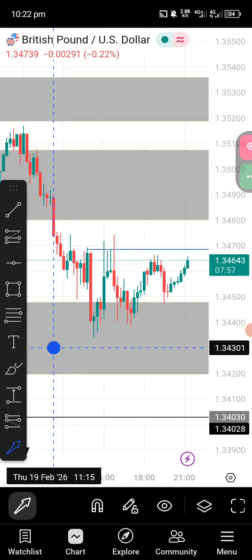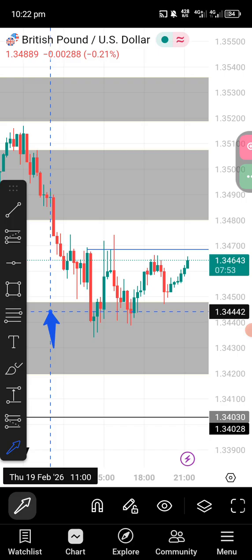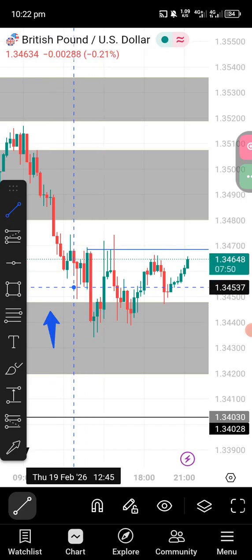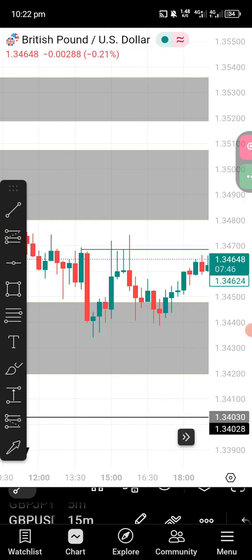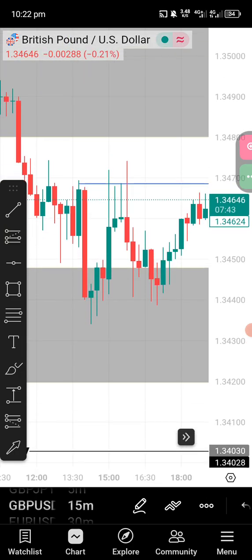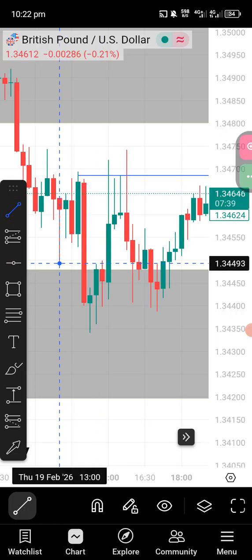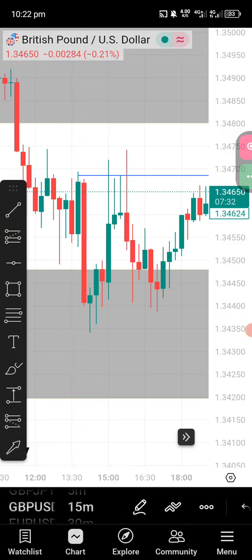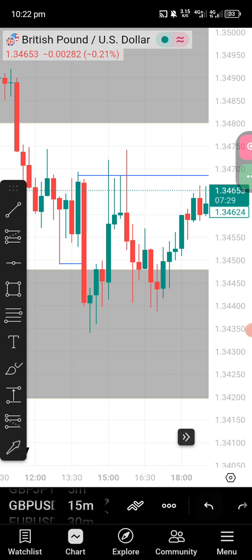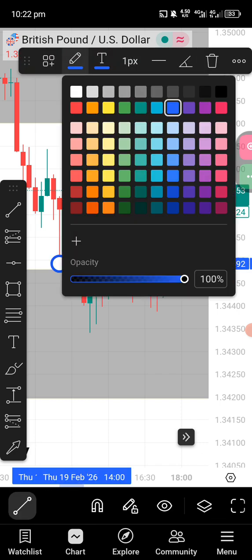Now this is the last break of structure that happened to the downside. Let me map it out. Let me zoom out my screen so that you see it clearly. Now when GBP USD got to this extreme demand zone that I have been waiting for, it gave this break of structure at this zone here to the downside.